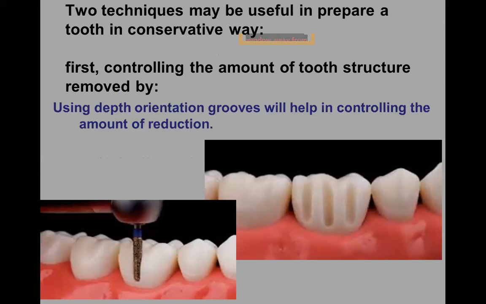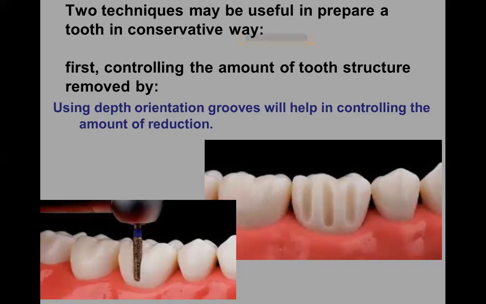If we want to control the amount of reduction and be more conservative, what are we going to do? We are going to use some techniques which make it possible to control the amount of reduction. First of all, we can use depth grooves. These depth grooves will be helpful to control the depth of your cutting, and they lead to controlling the amount of reduction.